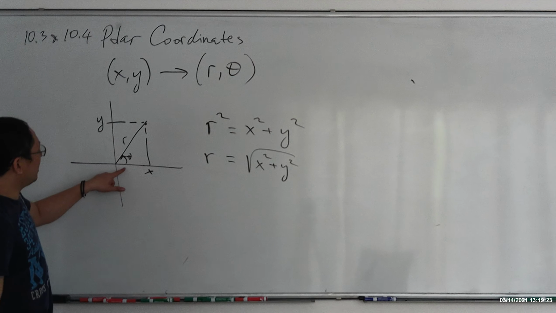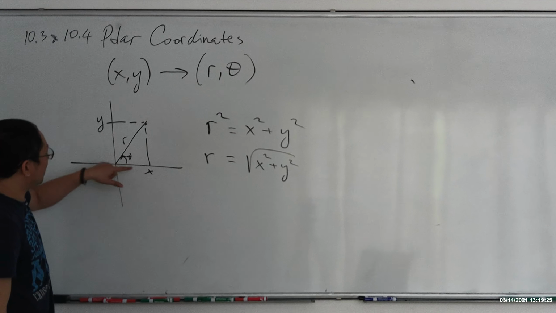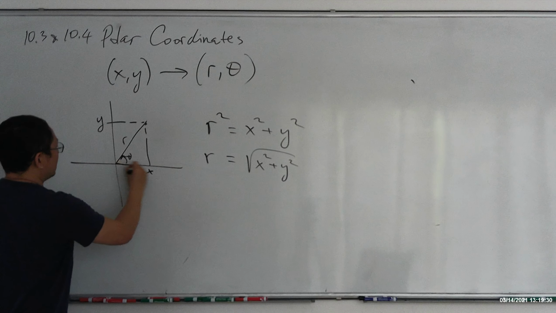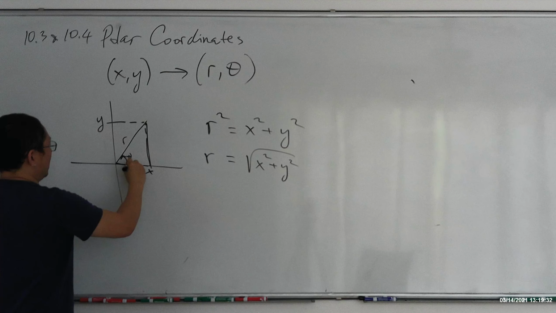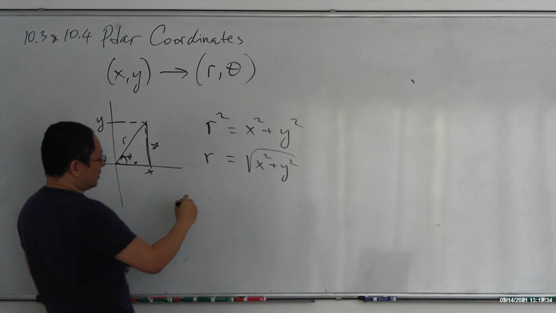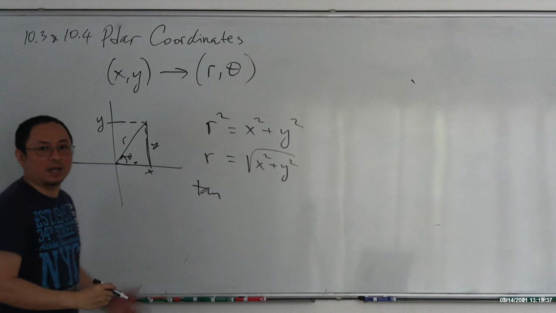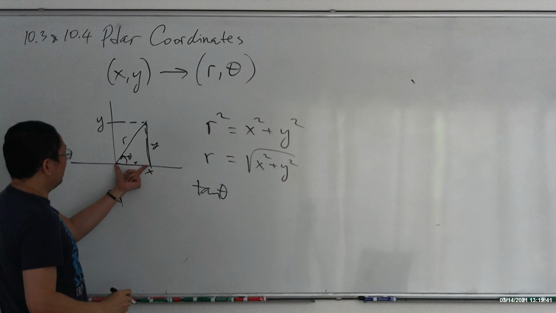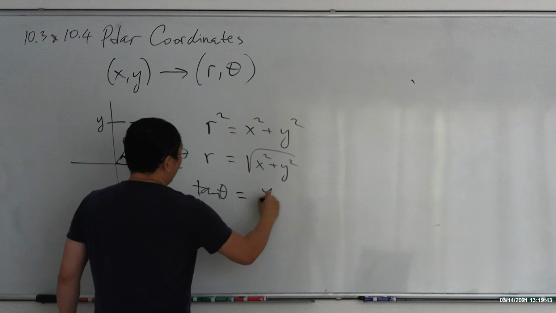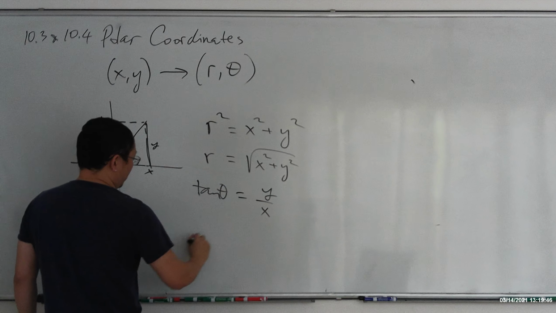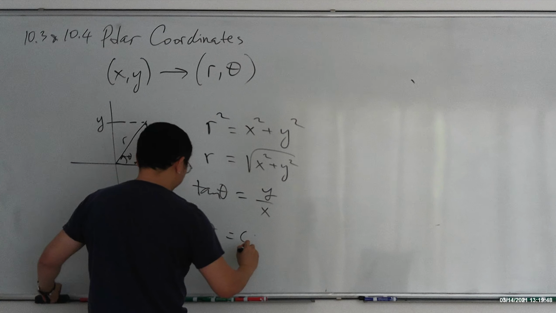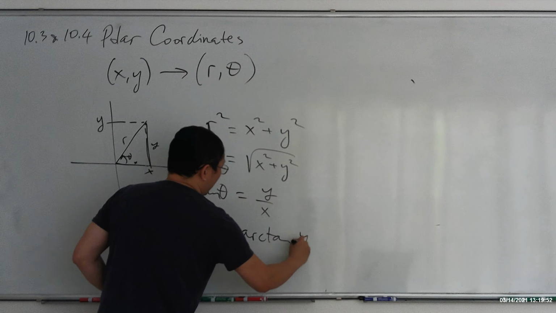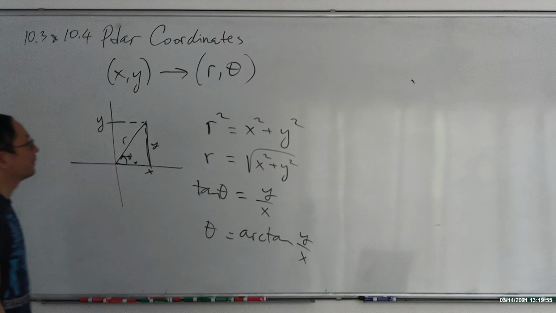And the angle theta is the angle in this right triangle, so I can use trigonometry right here. This is x, this is y, so I can use tangent. You can use sine or cosine, it's up to you, but tangent is easiest. Tangent is opposite over adjacent, so y over x. So theta is arctangent of y over x. You have theta.